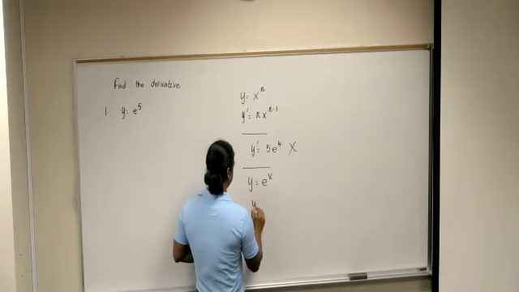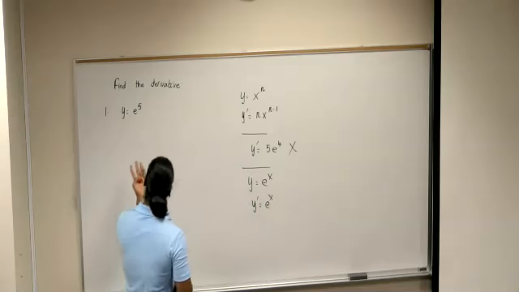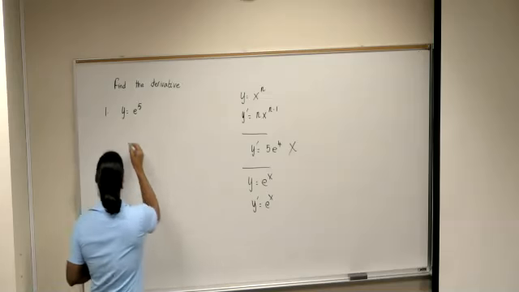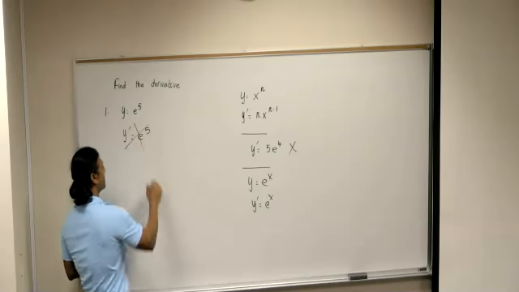Another possibility was y is equal to e raised x. So naturally, the derivative of that should be e raised x. So here we have e raised 5. The derivative, y prime, should be e raised 5. And that's all.